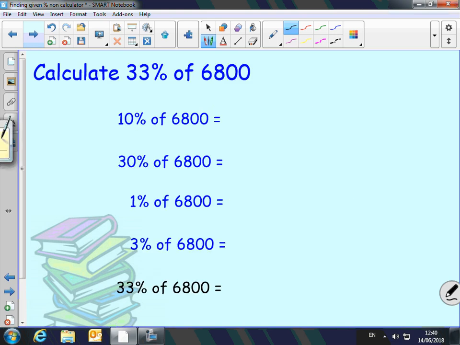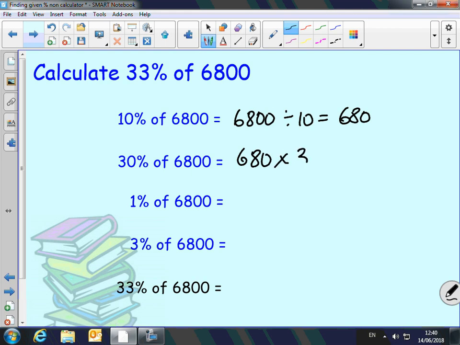Welcome back. So the first question, calculating 33% of 6,800, and hopefully these are the steps that you broke your calculation down into. So 10% of 6,800. We start off by dividing by 10 to give you 680. Then multiply that answer, 680, by 3 to get your 30%, to give you 2,040.